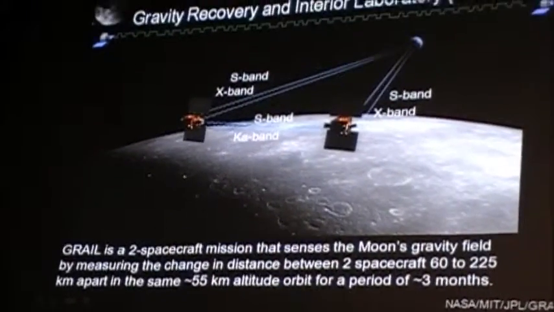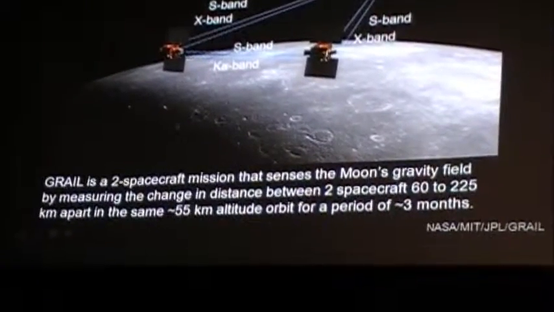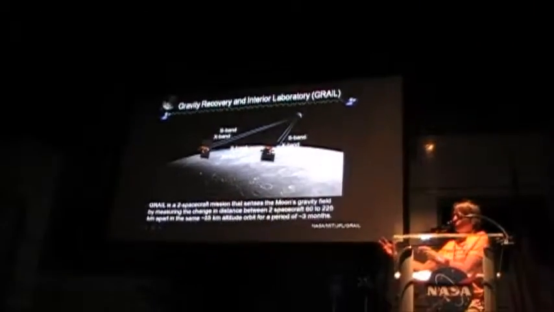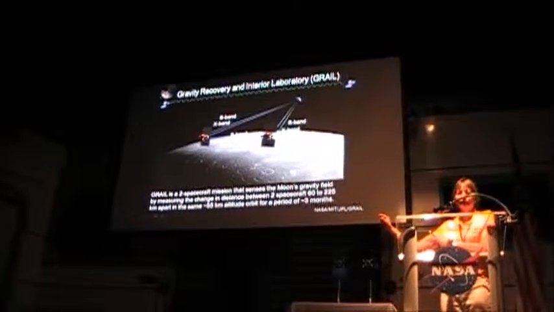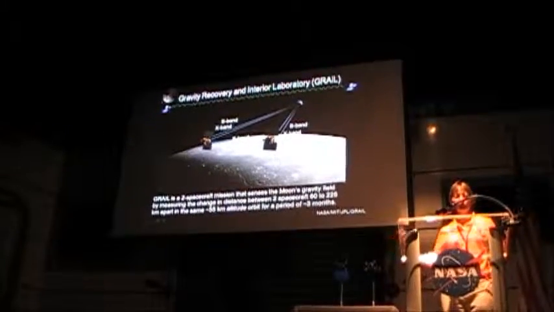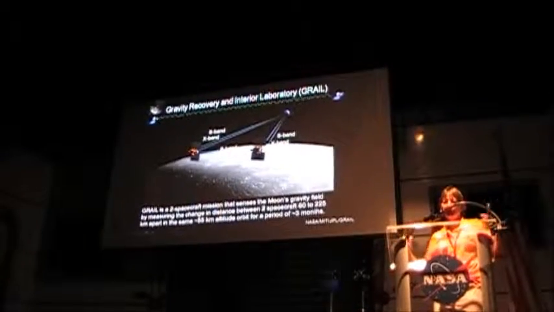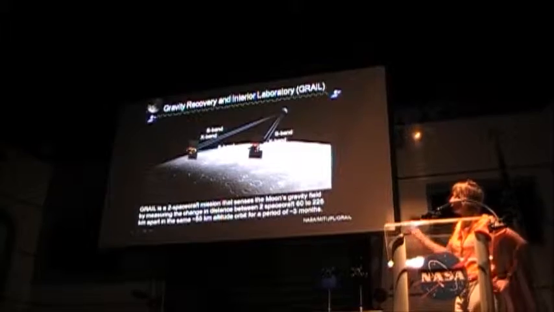And we can make this measurement to a couple of tenths of a micron per second. So we know in an absolute sense where these two spacecraft are to about half the diameter of a human blood cell. So essentially all we're doing here is measuring the distance between two points, but we're doing it very, very well. Okay, next slide.